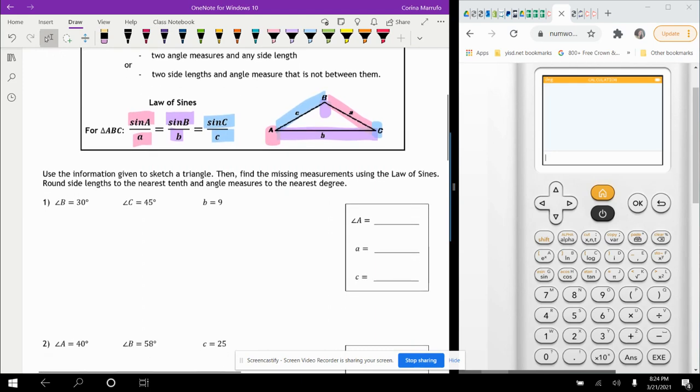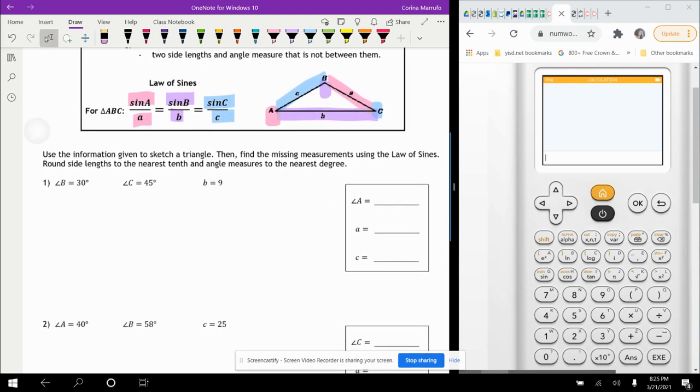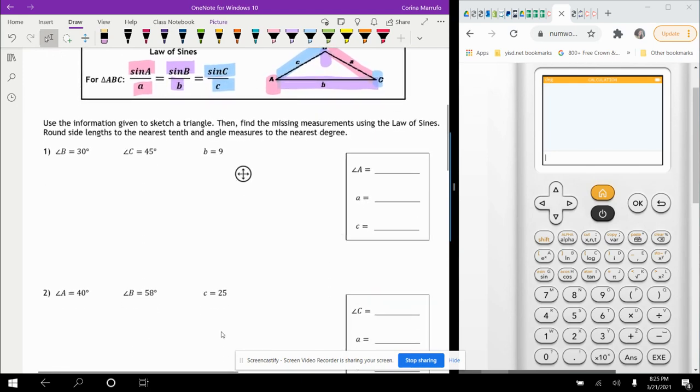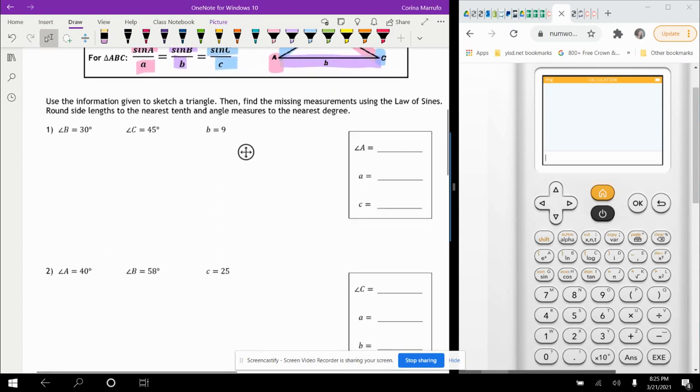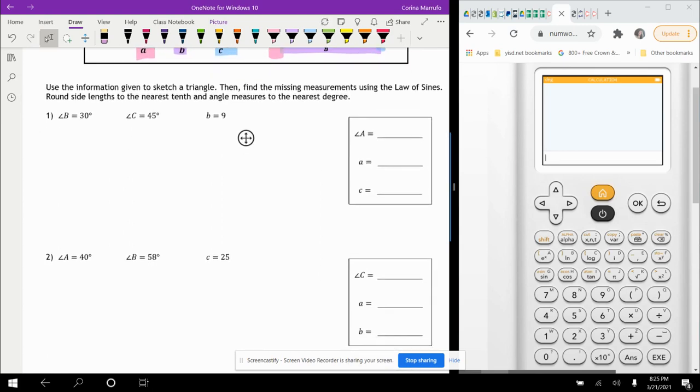For example, here, it says use the information given to sketch the triangle, find the missing measurements using the law of sines, and round your side lengths to the nearest tenth and the angle measures to the nearest degree. If you notice here, I know big B and little b. Actually, I had it highlighted in purple, so let me keep that consistent here.